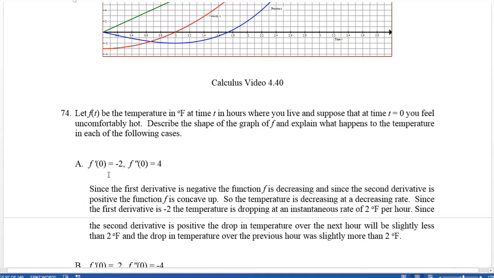So what do we have? We have a decreasing, concave up function, so the temperature is decreasing, but at a decreasing rate. Since the first derivative is -2, from this particular time you can expect it to drop about 2 degrees Fahrenheit in the next hour, but the next hour after that, it's going to drop a little less.